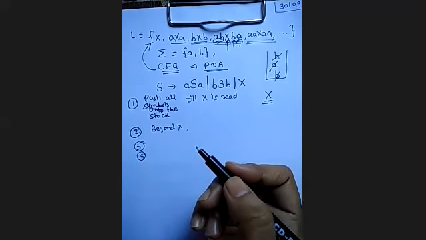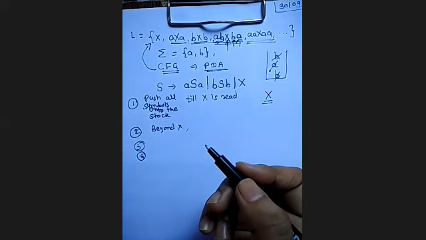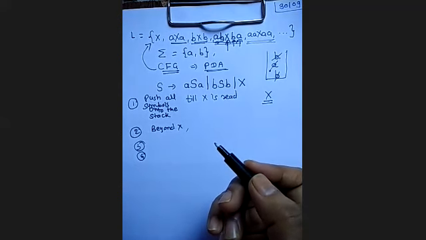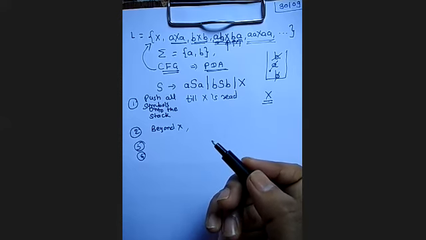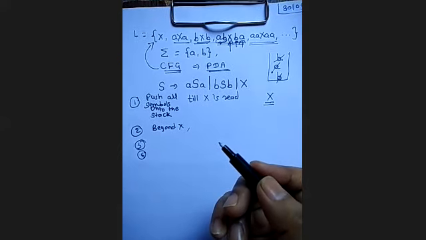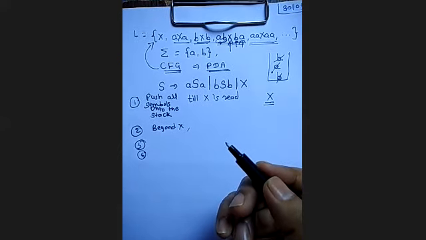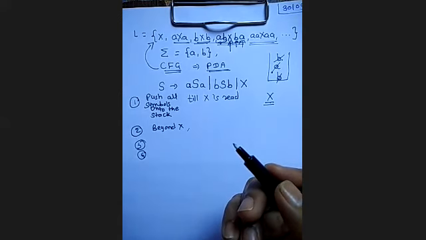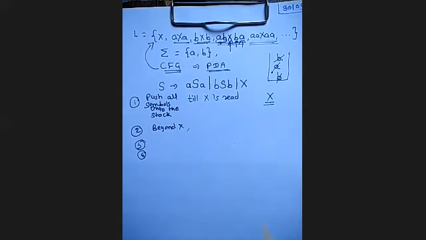Step number 4. If the end of the input is reached and the stack is also empty, then accept it. Otherwise, reject. So you have to consider all possibilities. If the end of the input is reached and the stack is also empty, then accept the string, else reject the string. Okay. So first we'll draw the flow chart and then we'll write the equations.